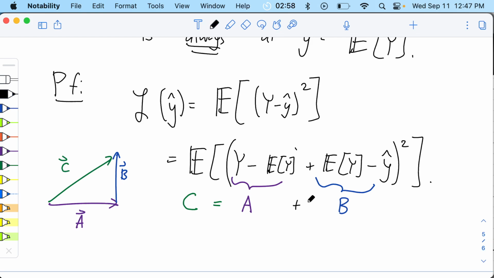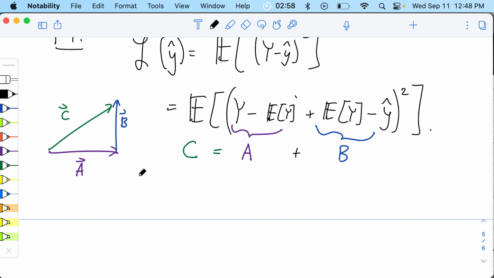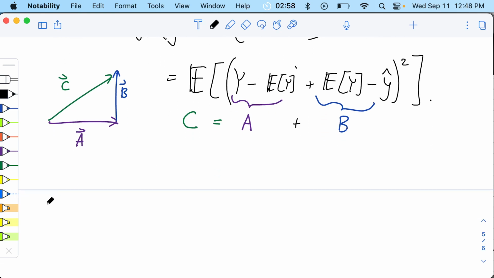And we know if you do the length of C squared, it's the length of A squared plus the length of B squared. That is the Pythagoras theorem. Over here is the Pythagoras theorem for geometry, for triangles. Over here, I'm going to use the Pythagoras theorem for random numbers. So the Pythagoras theorem for random numbers says, let's do a little aside here.